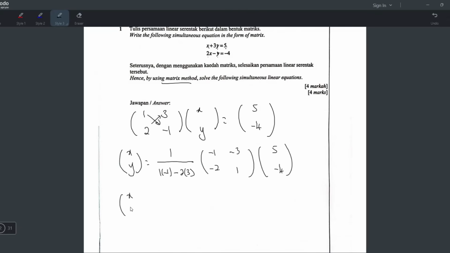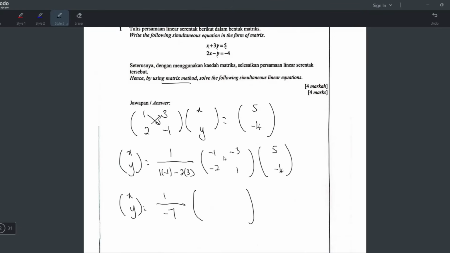Now you can find out the determinant. This number down here, we call it the determinant. Okay, all right, 1 times -1 is -1, minus 6 is -7. And then these two matrices, we can multiply them. All right, when you multiply these two matrices, you will end up with a 2-row, 1-column matrix. It means you will end up with one number on top and then one number at the bottom.